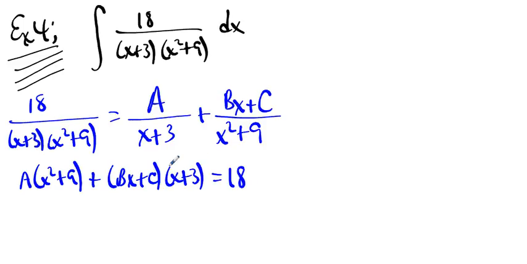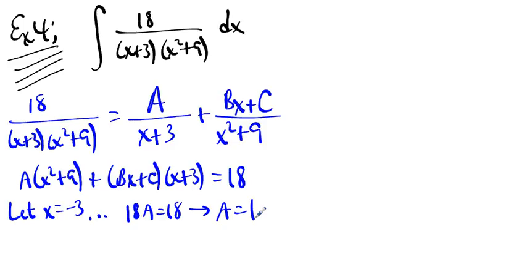Compare the numerators. This times this times this, that's the other numerator. And then there are some things we get to choose. What x's might we choose? Well, I might choose x equals -3 because that's going to make my life really, really easy. This factor drops out. If x is -3, that's 18a equal to 18. That's a nice easy a.